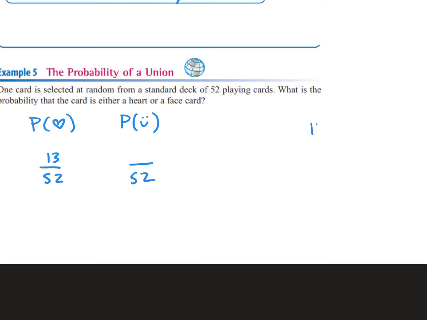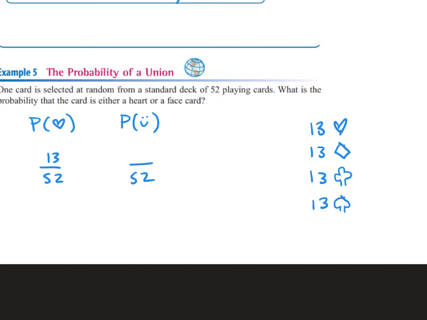So that means we have 13 hearts, 13 diamonds, 13 clovers, I guess. I don't know what they're called. And 13 spades. Clubs. Clubs. Thanks.